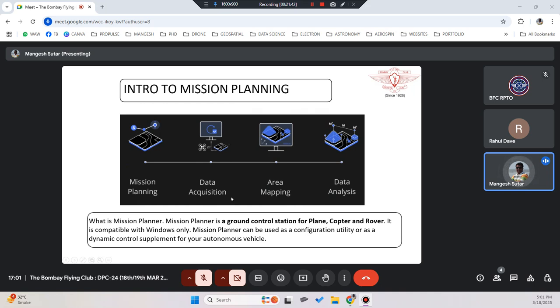So data acquisition and area mapping would happen progressively. And once you have all this data, you can download it on your laptop, and then you can do your data analysis. But all these actions will happen autonomously, not manually, because when we are flying the drone manually, it is not accurate.